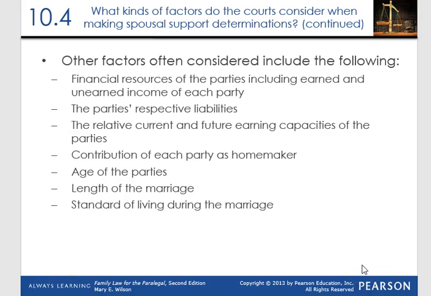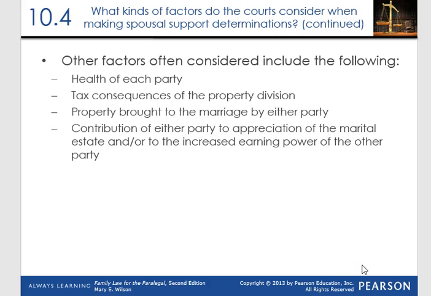Other factors often considered include the following: the financial resources of the parties, including earned and unearned income of each party, the parties' respective liabilities, the relative current and future earning capacities of the parties, contribution of each party as homemaker, the age of the parties, the length of the marriage, the standard of living during the marriage, the health of each party, the tax consequences of the property division, property brought to the marriage by either party, and contribution of either party to appreciation of the marital estate and/or to the increased earning power of the other party.